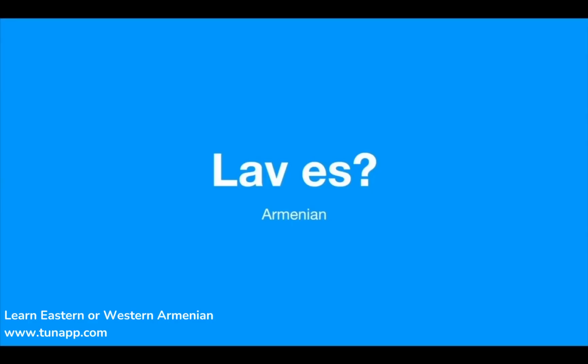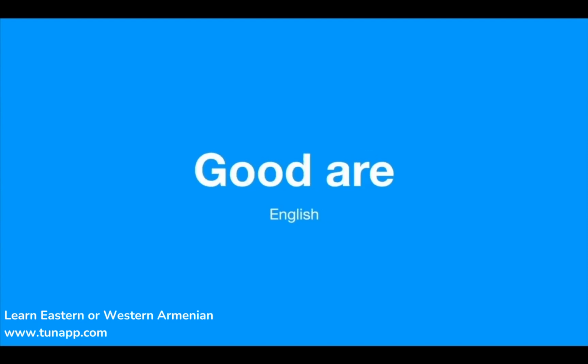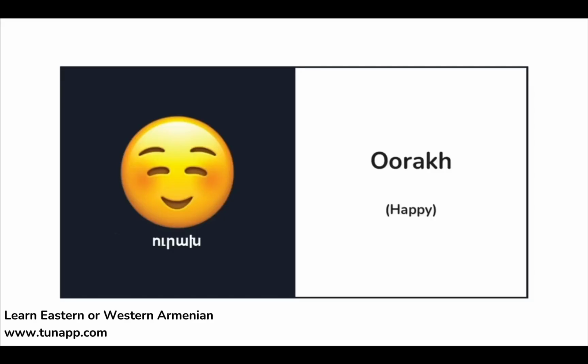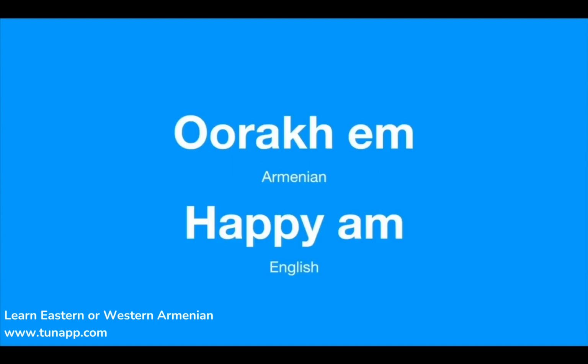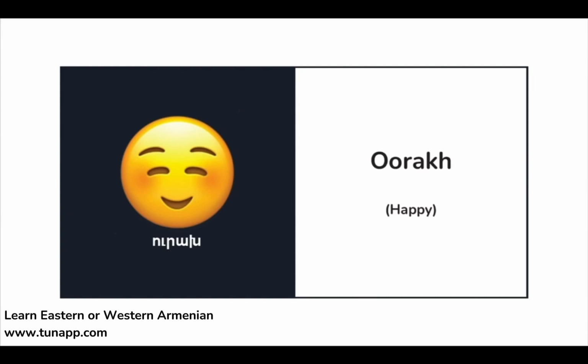Okay, do you remember in a previous lesson, we learnt laves, the phrase. Laves means good are, or are you good? If we were asking laves in this scenario, and we wanted to answer that we were happy, how would we do it? If we want to say I am good or good am, we would say lavem. How would we say I am happy or happy am? Urachem, or happy am, or I am happy. Laves, are you good? Urachem, I am happy. Urach, can you say this again?